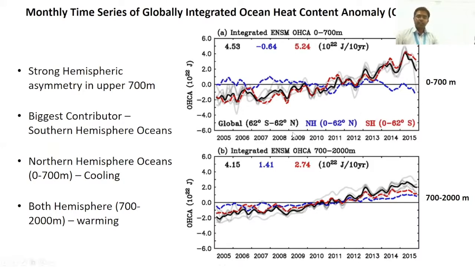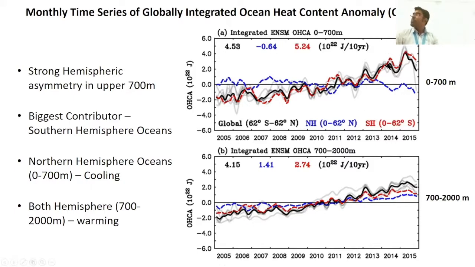And we can see that the black curve is the global ocean heat content, which is the ensemble mean of all the oceanic reanalyses and the observation product. This global ocean heat content is continuously rising from 2005 to 2015, which is closely followed by the southern hemispheric heat content, shown by the red curve. But surprisingly, we can see that the northern hemisphere is showing a very strong hemispheric asymmetry, and it is showing a cooling trend.